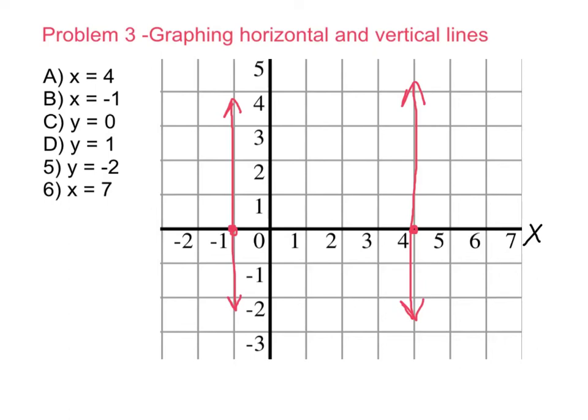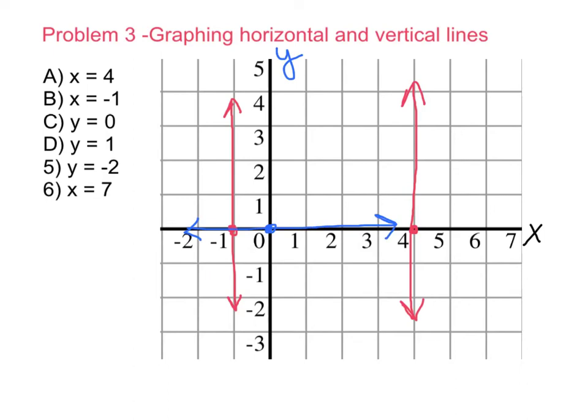C, y equals 0. Now what does it say? It says y equals is a horizontal line. So here's y, the y-axis. Y equals 0. Your line's going to go horizontally through 0 on the y-axis.